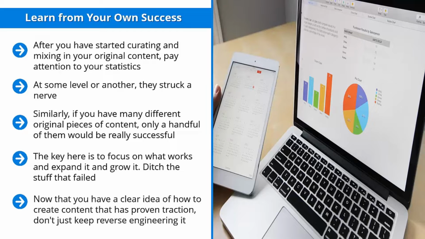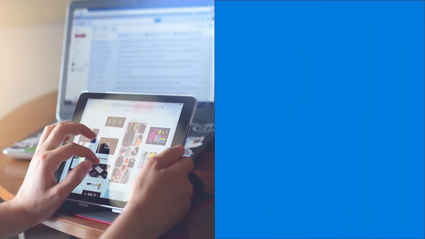Now that you have a clear idea of how to create content that has proven traction, don't just keep reverse engineering it. While you need to continue doing that, you also have to do something else. Create derivative or cross-platform versions.